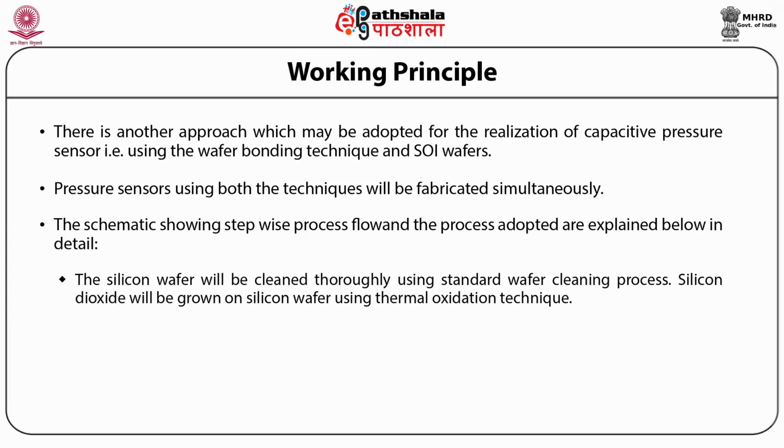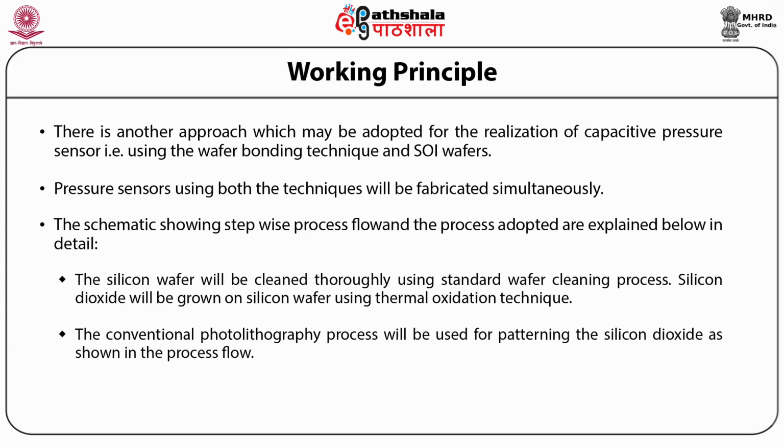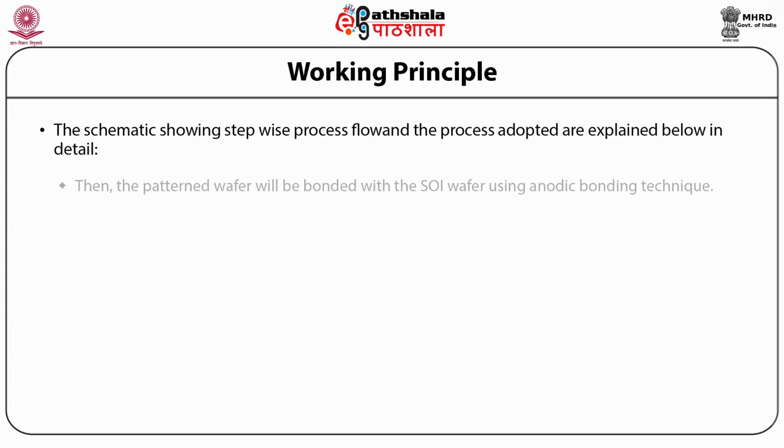Firstly, the silicon wafer will be cleaned thoroughly using standard wafer cleaning. The silicon dioxide will be grown on the silicon wafer using thermal oxidation technique. Then, the conventional photolithography process will be used for patterning the silicon dioxide, as you can see in the next slide, when the patterned wafer will be bonded with the SOI wafer. So here SOI means silicon on insulator, SOI wafer using anodic bonding technique.